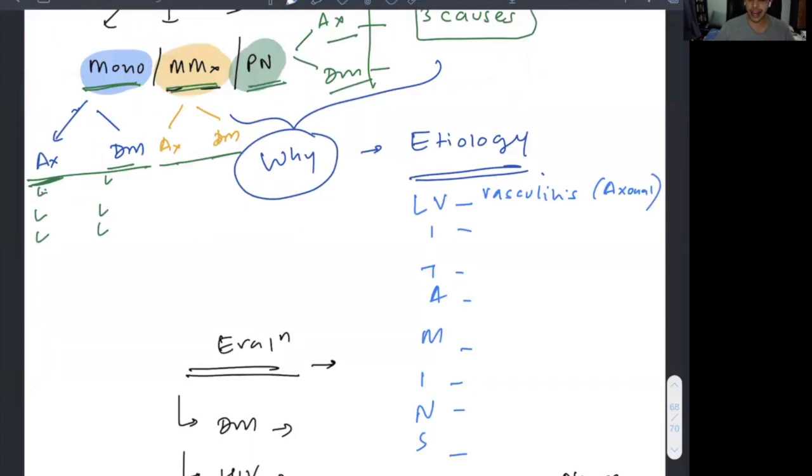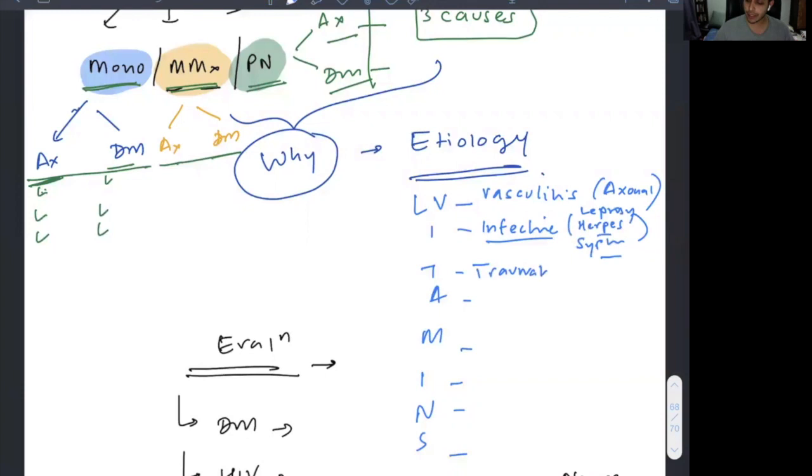I'll write A and DM for axonal and demyelinating. So vasculitis is axonal and usually presents acutely. Now you have infective. Infective, you can have herpes or syphilis. You can have infective lesions. Of course, you can have leprosy, which is the most important one.